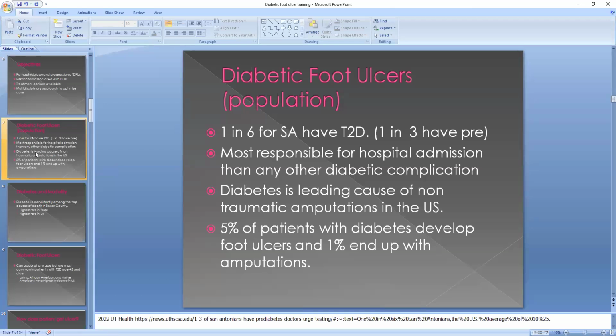Okay, I'm going to beat up on San Antonio for a little bit. So in a population focus, 1 in 6 people in San Antonio have type 2 diabetes, and 1 in 3 have prediabetes. It is most responsible for hospital admissions of any other diabetic complication. And diabetes is the leading cause of non-traumatic amputations in the US. 5% of patients with diabetes develop foot ulcers, and 1% end up with amputations.